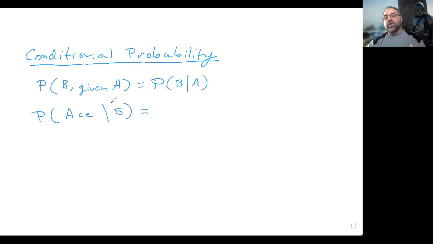Normally the probability of an ace is 4 out of 52. But since I am saying, given the first card I drew was a 5 and I didn't replace it, then my probability has changed to 4 out of 51. So that's what we mean by a conditional probability. The conditional probability depends on what happened in the first round of the event. If I have independent events, then it doesn't matter.